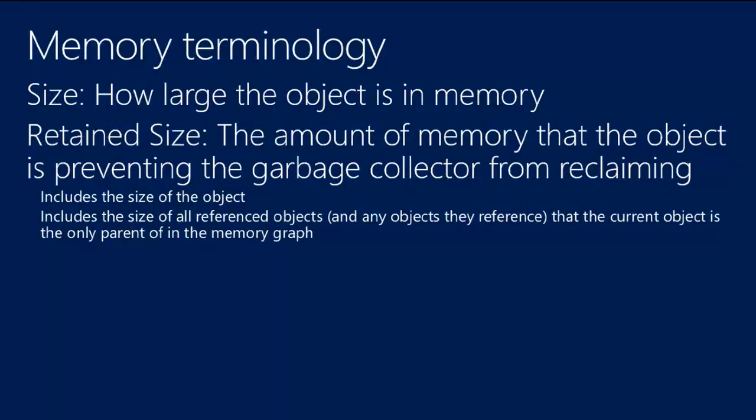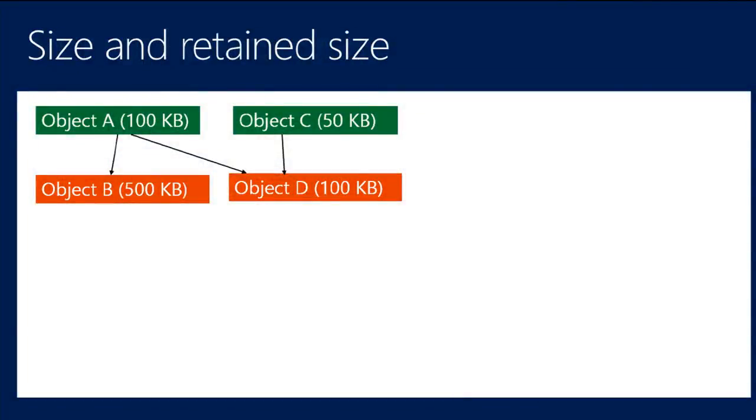Before we get into this, though, let's do a little bit of terminology because there may be some confusion. The size of an object is how large the object is in memory. But the retained size is not only that object, but the amount of memory that it is basically preventing the garbage collector from reclaiming. This is probably best explained with a picture.